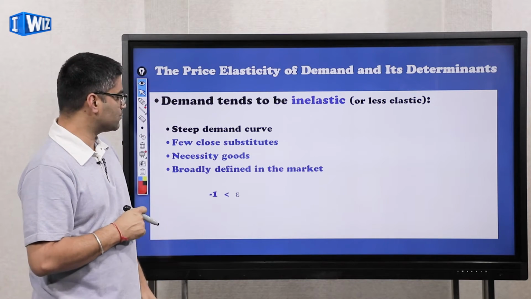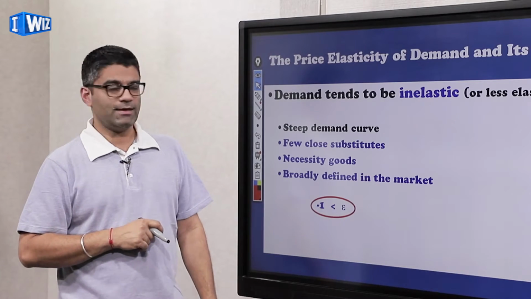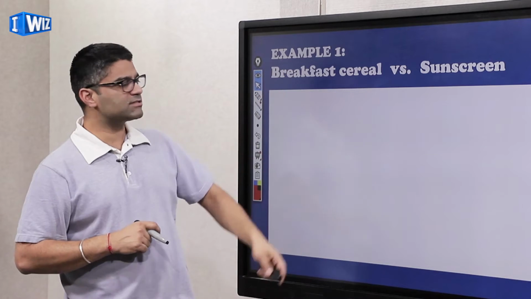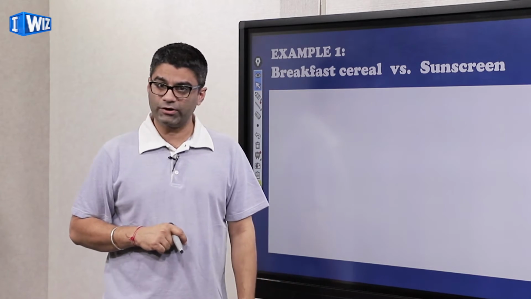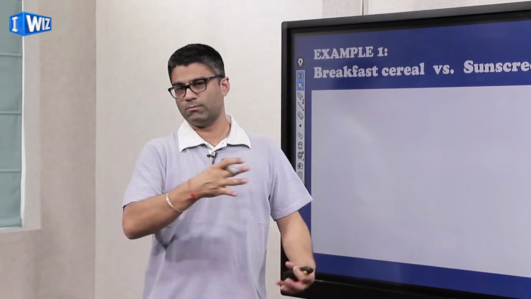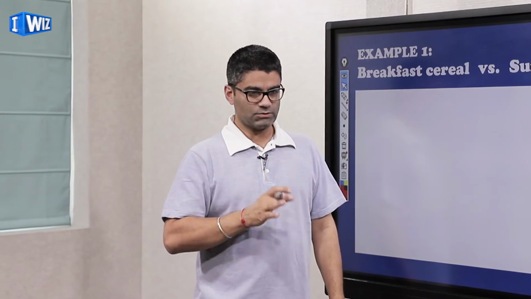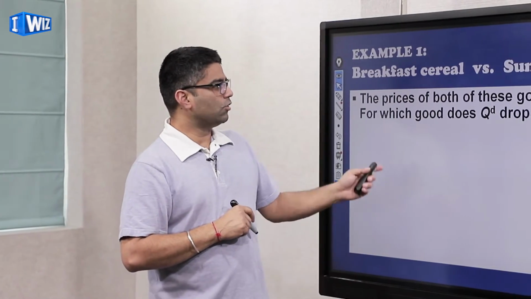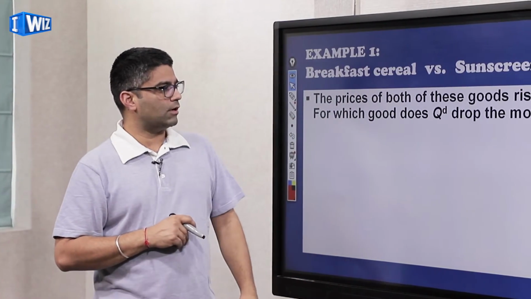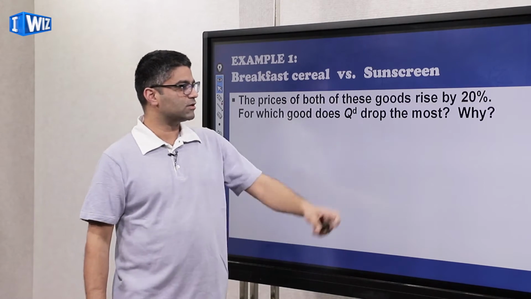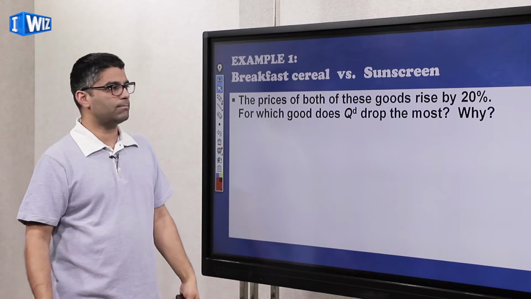So in the next few slides, we'll look at a couple of examples and then make sure you're able to do it on your own. So between cereal, breakfast cereal, and sunscreen, which do you think between these two goods is going to have more of an elastic demand curve or more of an inelastic demand curve? Let's again pause the video and try to do it on your own before you see the answer. So both of these goods, if the price goes up or goes down by 20% for both of these goods, the question is, for which good would you reduce QD by more?